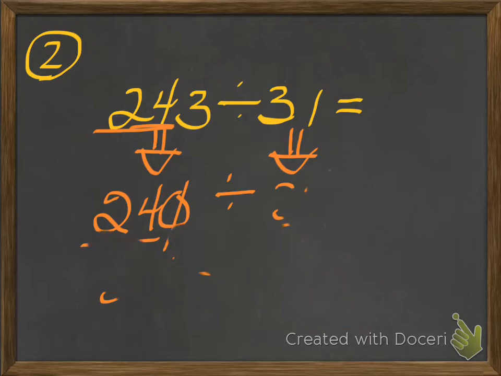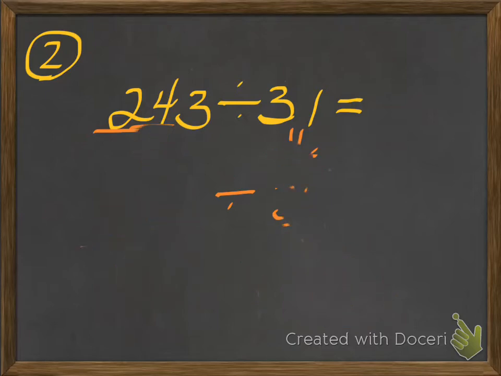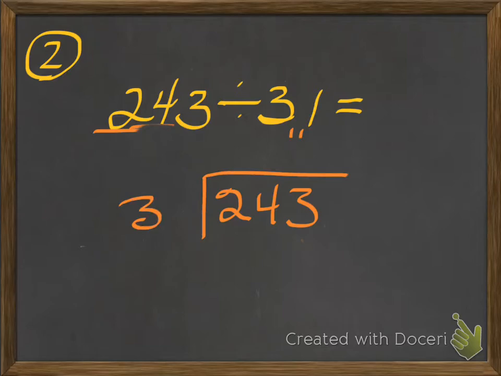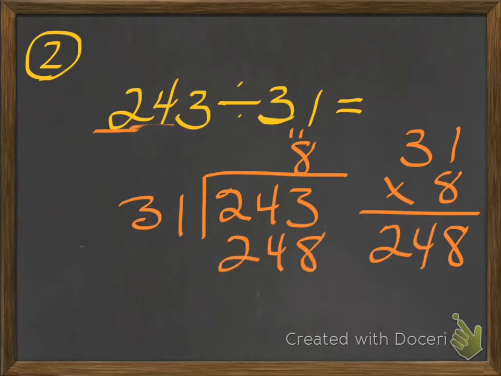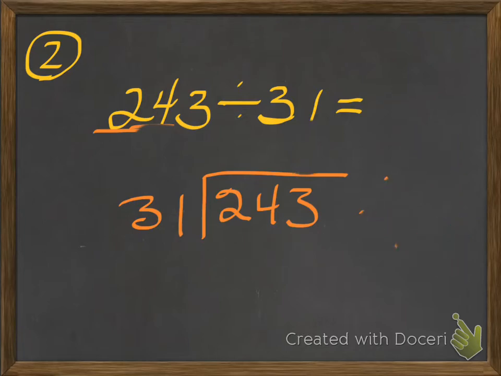Let's make some space here and do our division. 243 divided by 31, we estimate it's probably going to be 8. So over here on the side, I can do my multiplication. 8 times 1 is 8. 8 times 3 is 24. Ooh, I get 248, which is just a little bit too big. So if it's a little bit too big, that tells me my quotient was too big. It's probably 7.